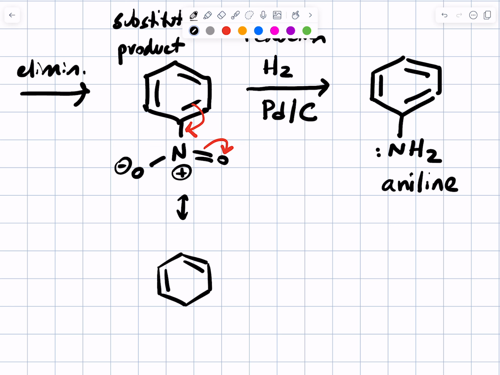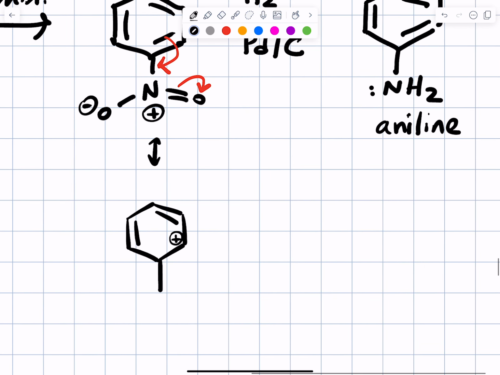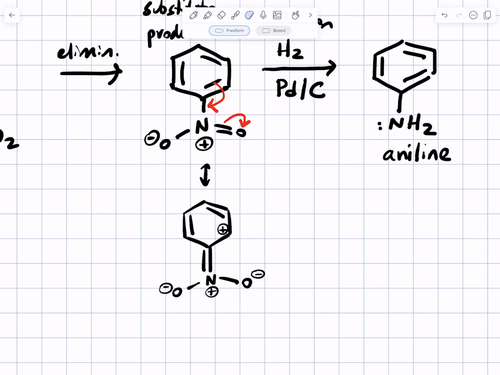Now, it's true that the benzene ring's aromatic and we don't want to remove all the electrons from the benzene ring. And so you're correct to say that this resonance structure is a minor contributor. Nevertheless, it tells you that one effect of the nitro group is to withdraw electron density from the benzene ring.